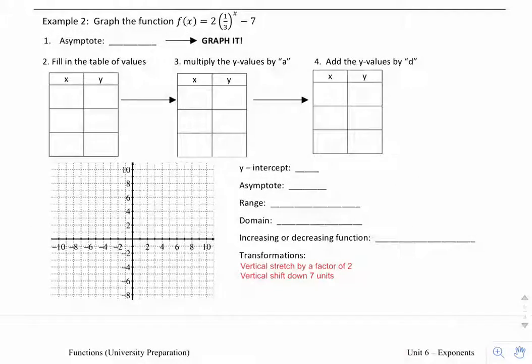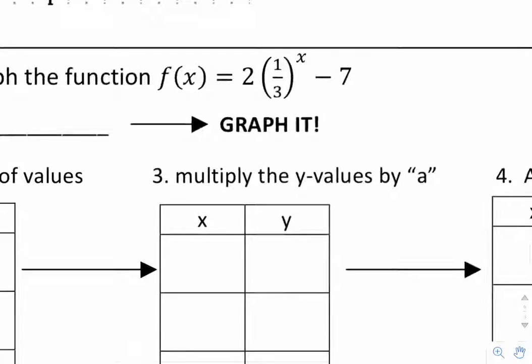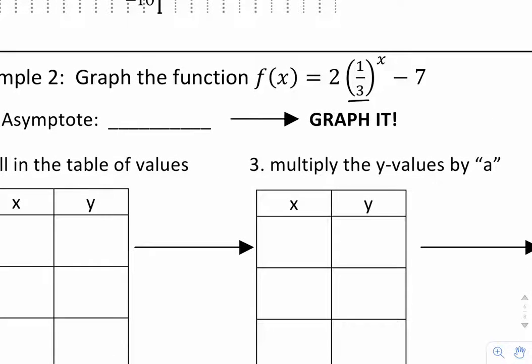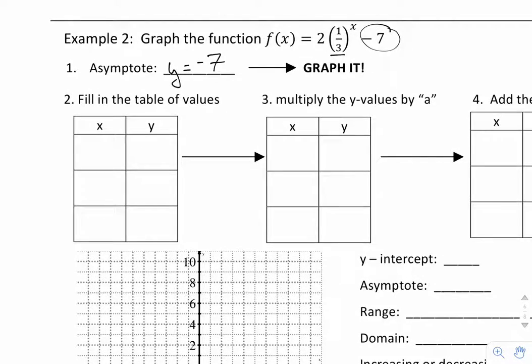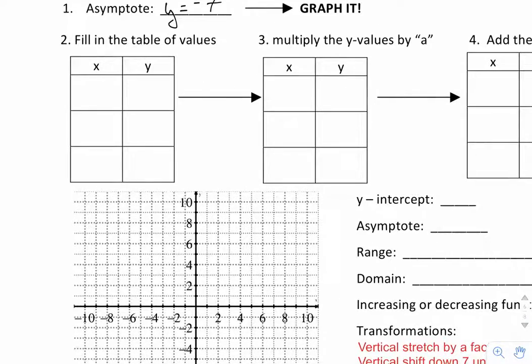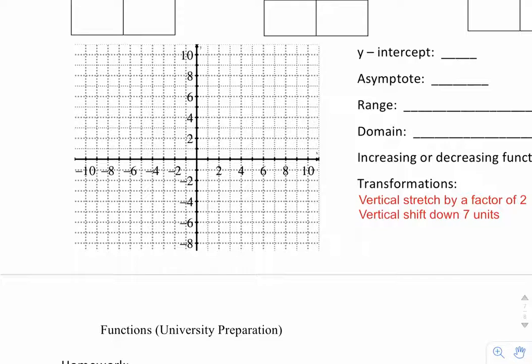For example number 2, I'm looking at a similar function, except that my base this time is not 3, but 1/3. So first things first, identify my asymptote, which is the last term, and that's going to be y equals -7. And for my table of values, actually even before I do that, let me just graph that in. Here it is, y equals -7. And if I do a broken line, I get something like this.